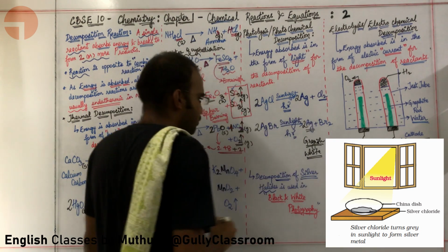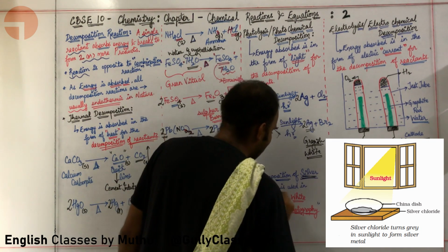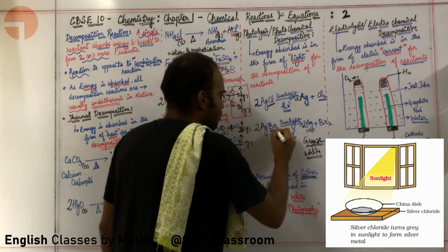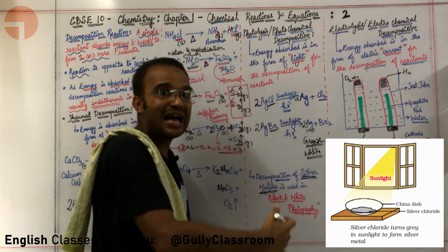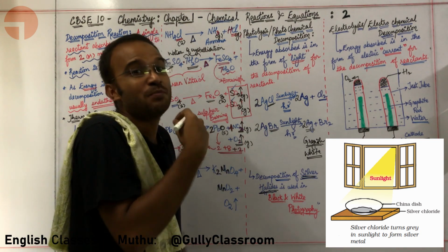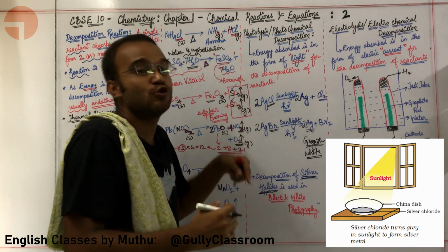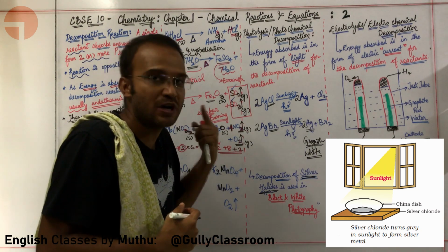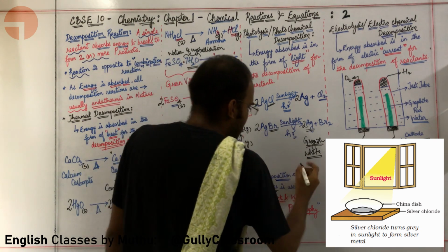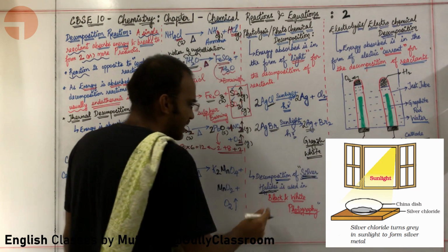This is the decomposition of silver halides. What is the meaning of halides, sir? Chlorine and bromine belong to the halogen group of the periodic table, group number 17. Hence, AgCl and AgBr are called silver halides.